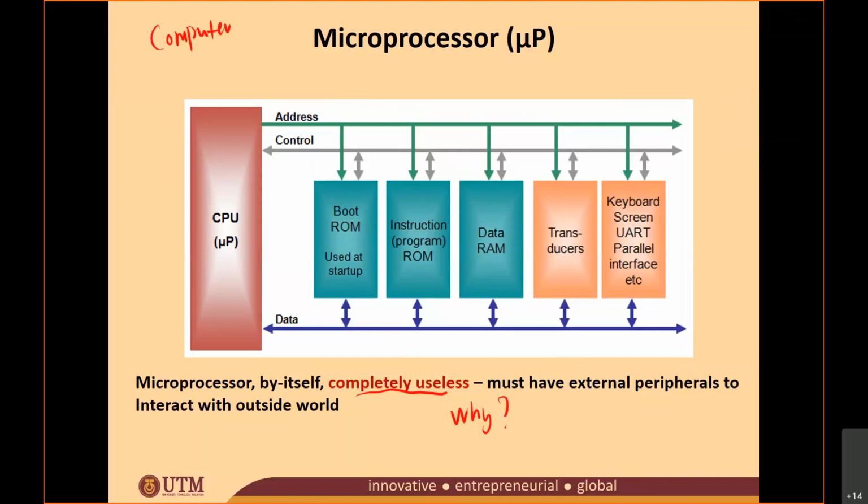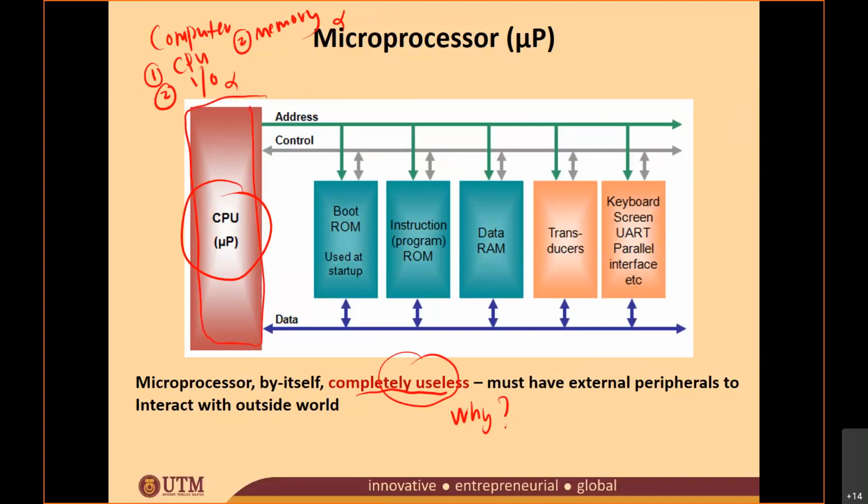Okay, you need to have a CPU, input output, I/O as well, and memory. Now you only have the CPU. You don't have the I/O and you don't have the memory. So that's why it's completely useless, because the microprocessor itself is only a CPU.